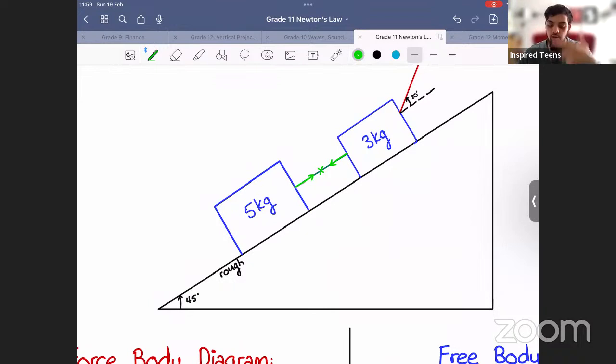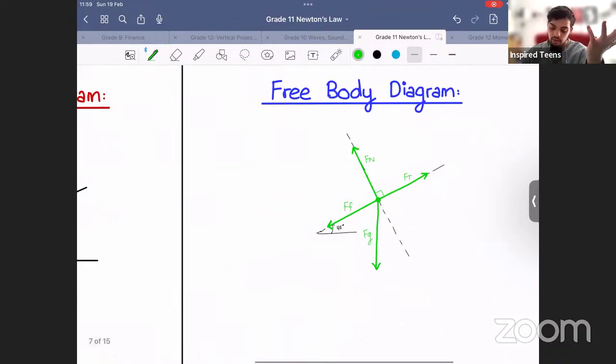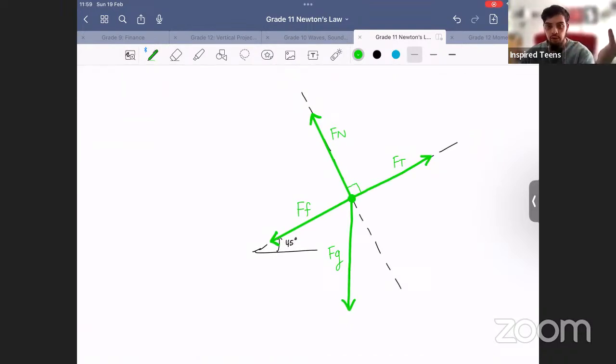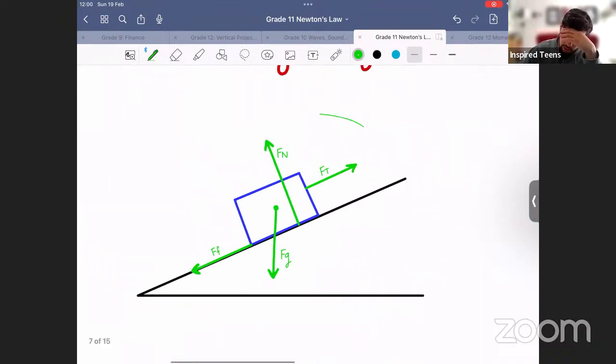I don't know how big normal is. I don't know how big friction is. I don't know how big FG is even yet. I don't even know how to compare them. So their lengths, you don't have to worry about. The arrows, of course, are important. They have to be in the correct direction. They all stem from this circle. With the free body diagram, we draw them as such.